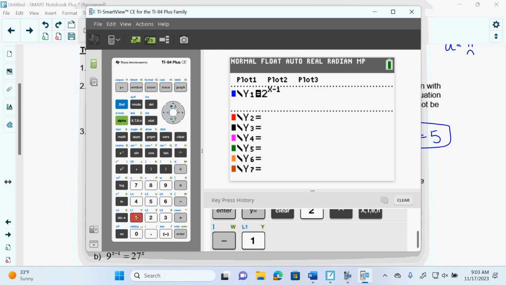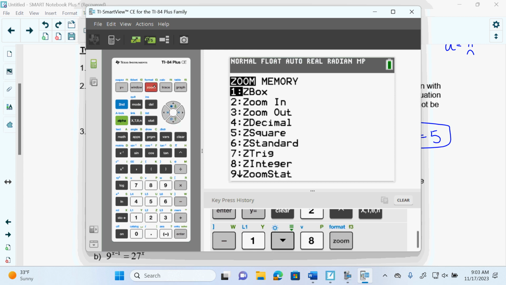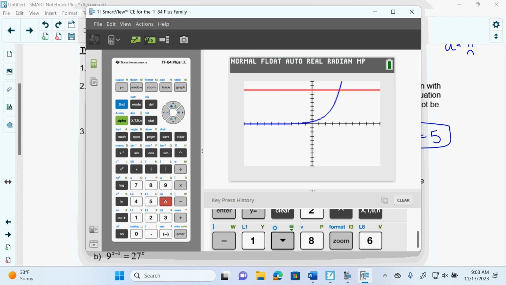Okay? And then 8. Zoom 6. Now I know my answer should be 4, correct? If my answer was 20, x equals 20, I would have to make sure that my x max was at least 20, right? Because it can't calculate what it can't see.